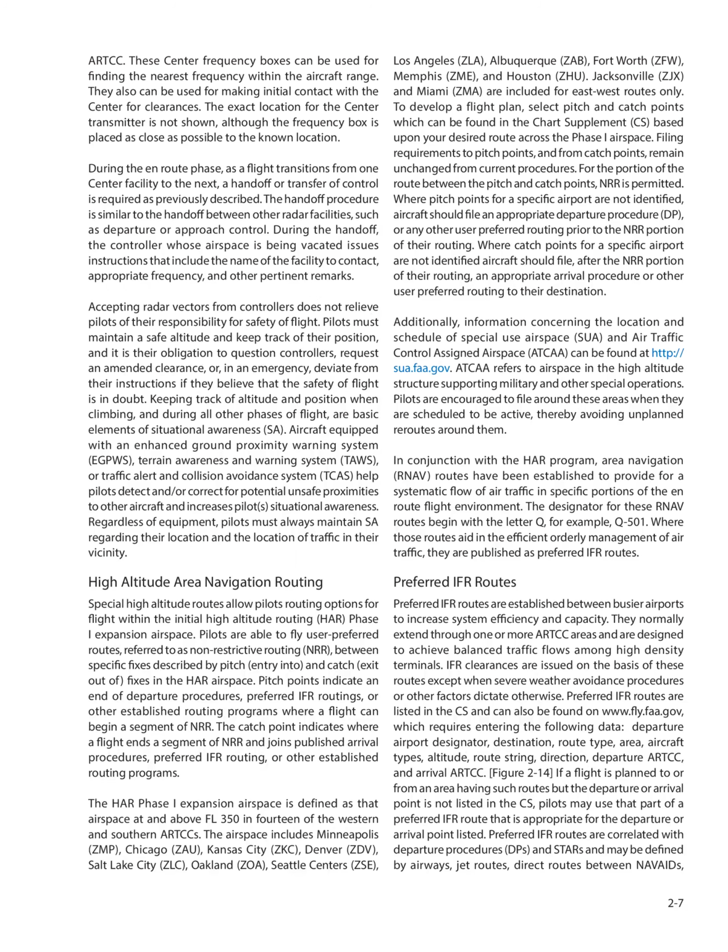These center frequency boxes can be used for finding the nearest frequency within the aircraft range. They also can be used for making initial contact with the center for clearances. The exact location for the center transmitter is not shown, although the frequency box is placed as close as possible to the known location. During the en route phase, as a flight transitions from one center facility to the next, a handoff or transfer of control is required as previously described.